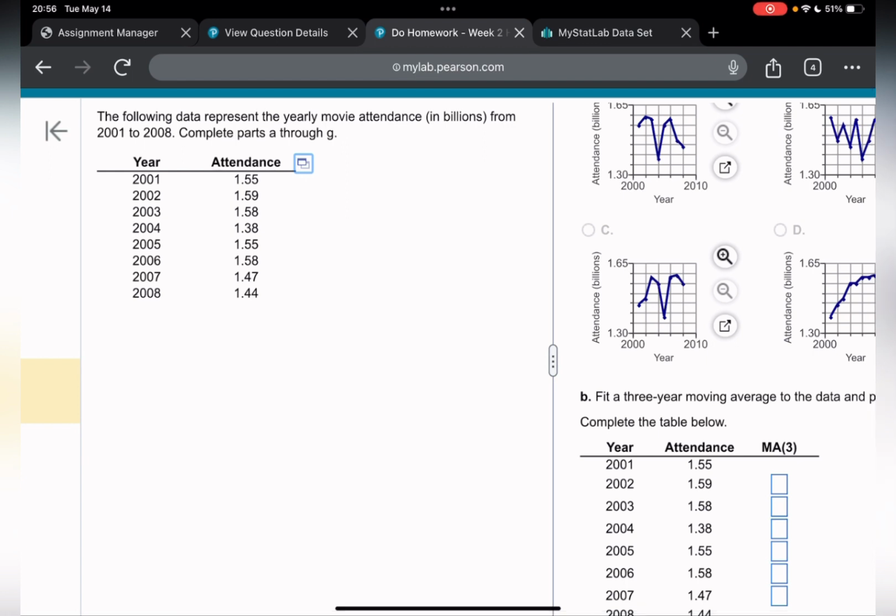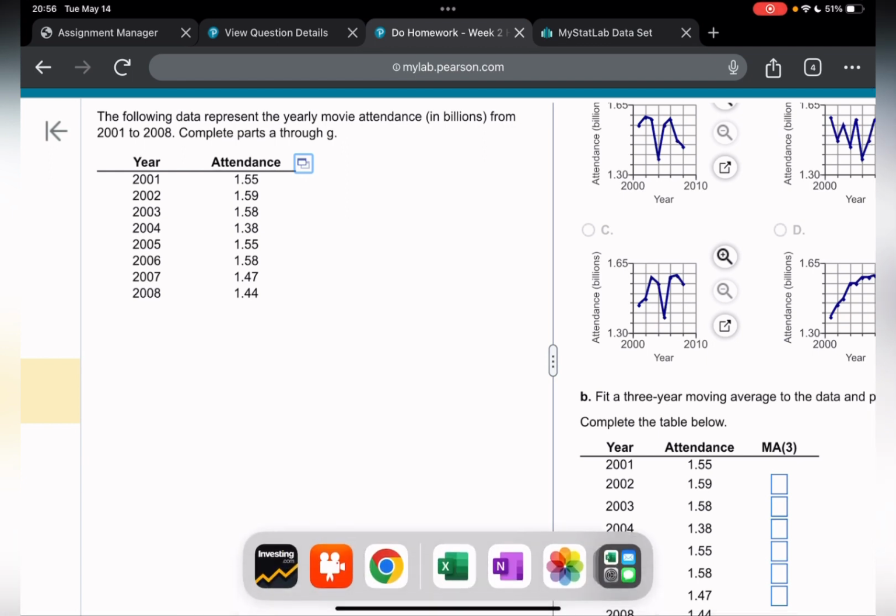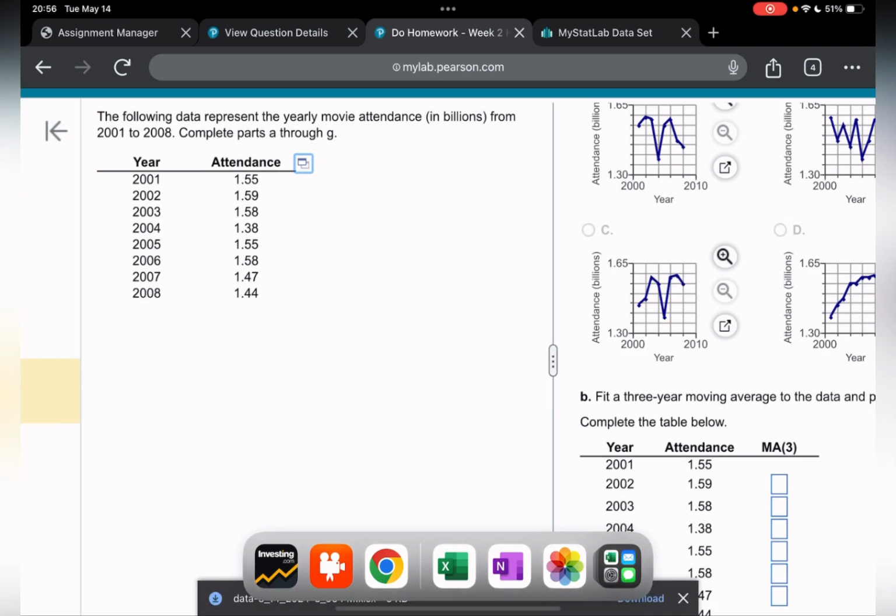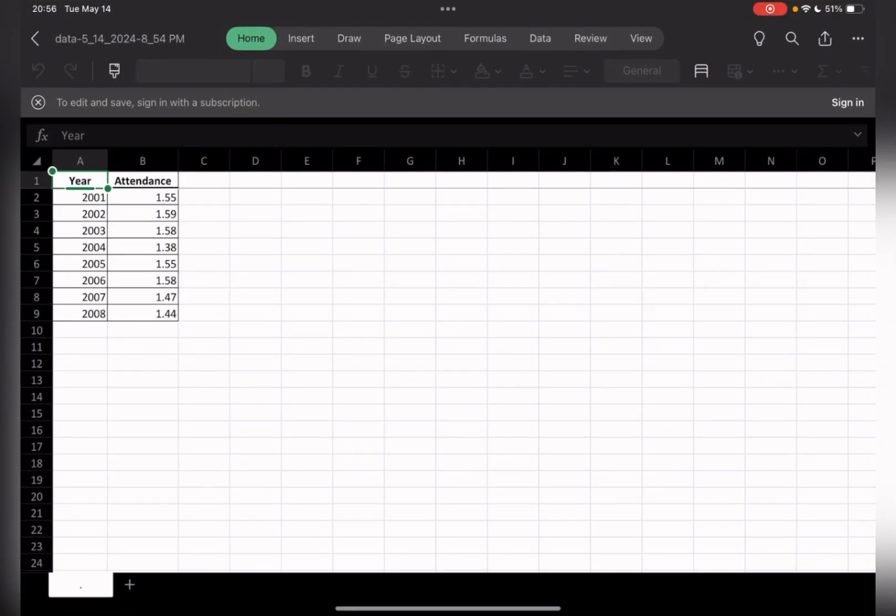So I believe I have already prepared an Excel spreadsheet. What you're going to do is click here and click Excel, open in Excel. It's going to open it, although I have it already. All right, so for 3 years, I'm going to take this one. I can't work it.